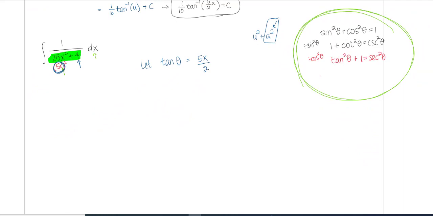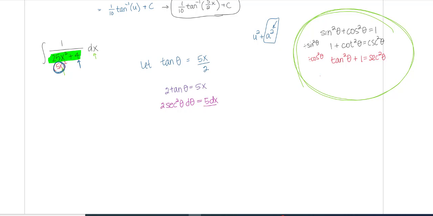Because I'm going to need to use it later, I'm going to multiply by 2 here. So I get 2 tangent theta equals 5x. I don't necessarily have to solve that for x unless you want to, but what I will do is go ahead and find its derivative right now. 2 secant squared theta d theta would be the derivative of 2 tangent theta, and the derivative of 5x would be 5 dx.